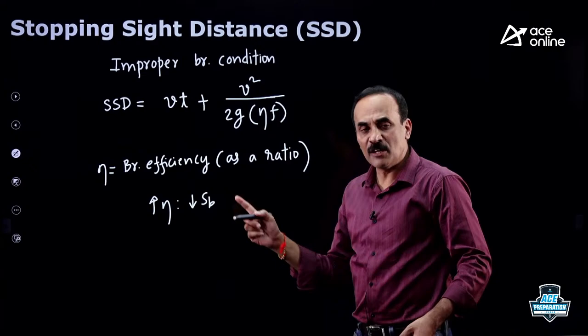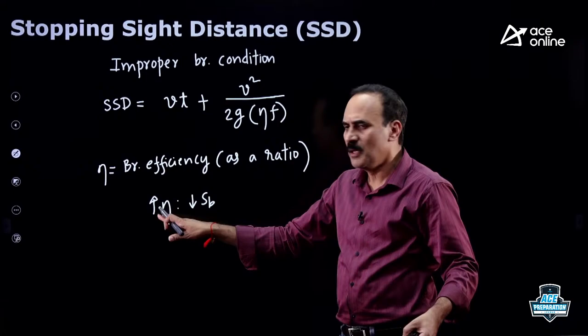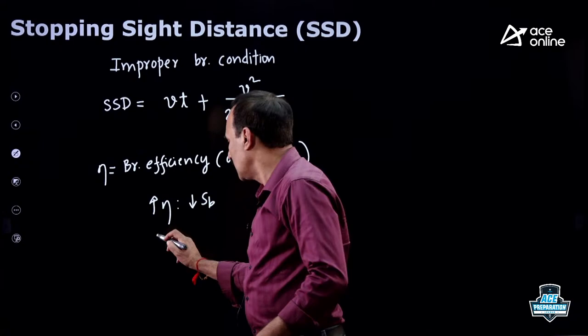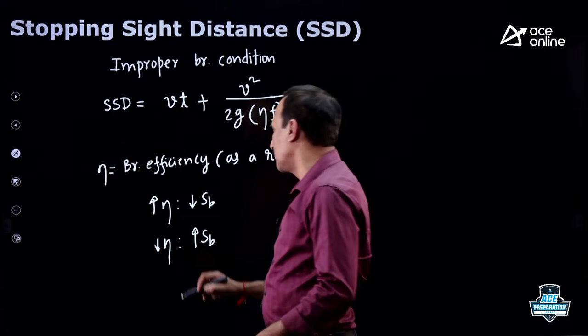If brake efficiency is very poor, brakes are not working properly, with very little braking efficiency, the vehicle moves for a long distance to stop. Less braking efficiency, vehicle moves for a long distance to stop. These points you need to remember.